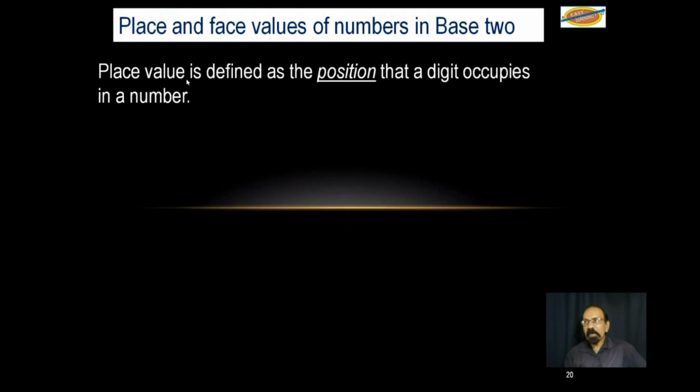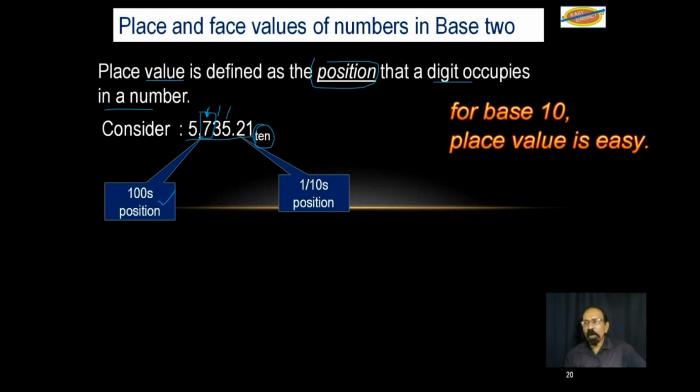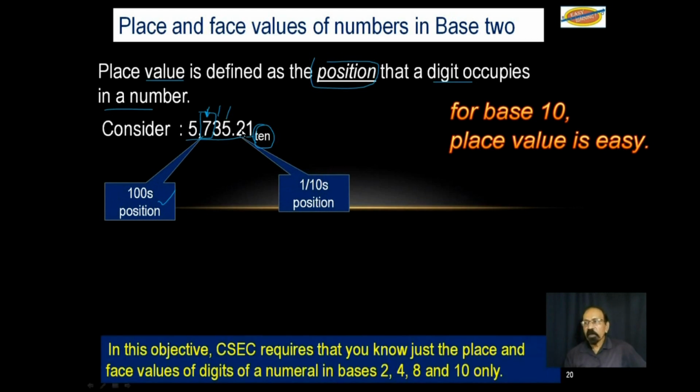Now, place value is defined as the position that a digit occupies in a number. Consider this number in base 10. This 7, what position is it in? We know that's 1, 10, hundreds. So that 7 is in the hundreds position. That's the place value. This 2, what position is that? It's in the 1/10 position. So that is its place value.